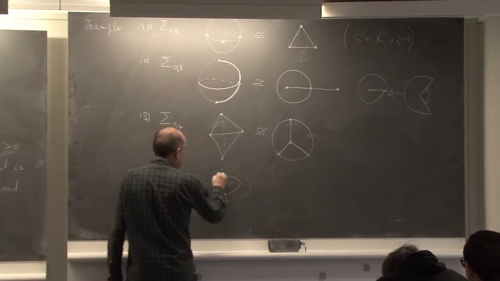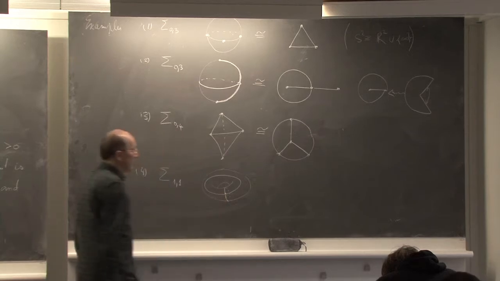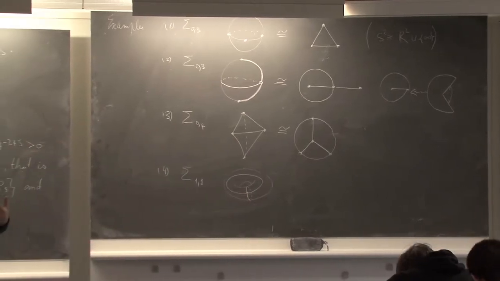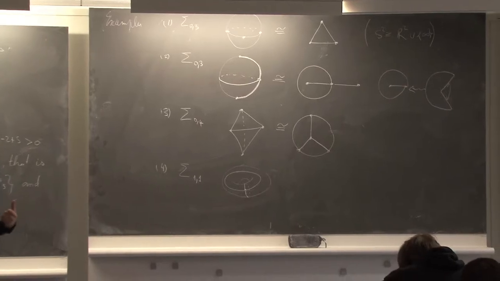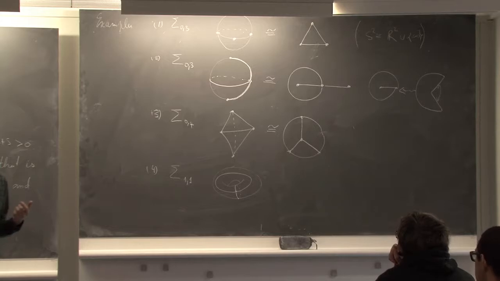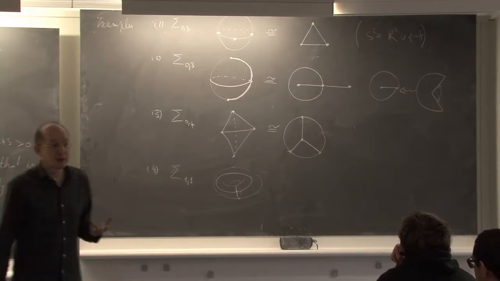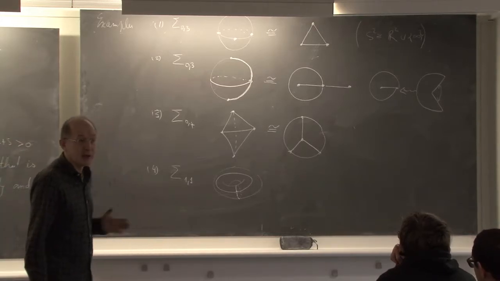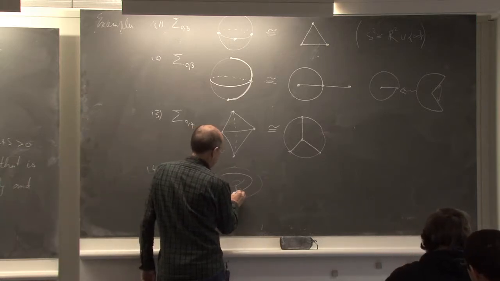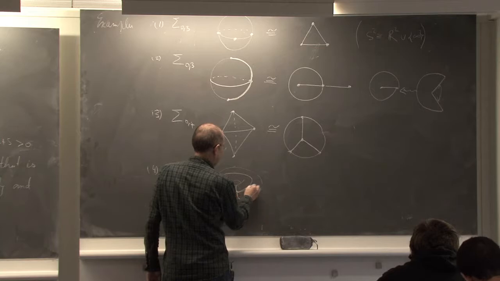We draw another non-contractible loop like this. And we know that the complementary region for this wedge of two circles is a rectangle. And we can split this rectangle into two triangles by adding a diagonal. And adding a diagonal means that we draw something like this.